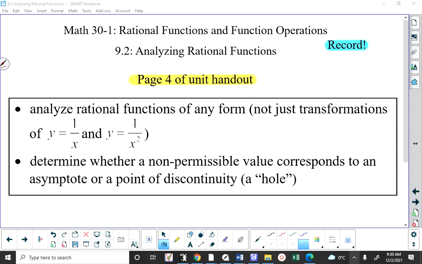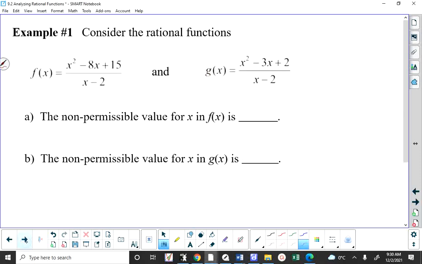We're going to be focusing today on non-permissible values. A non-permissible value of the variable x will be some value of x that makes division by 0 happen, which is not allowed. But when you have a non-permissible value, one of two things will happen. You will either get a vertical asymptote or you will get what's called a hole in the graph. And a hole can also be thought of as a point of discontinuity.